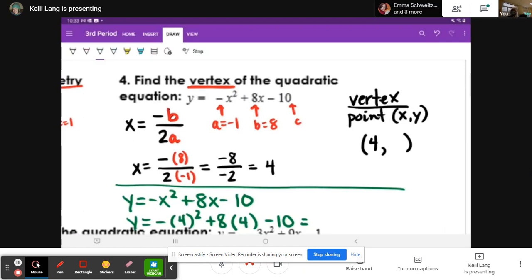Negative, parentheses 4 parentheses, exponent 2, and then leave the exponent position. Then plus 8, parentheses 4 parentheses, minus 10. What did everybody get? Positive 6. That's what I got too. So when we plug the x value 4 into the equation, we get the y value 6. So our vertex is (4, 6). Nicely done.